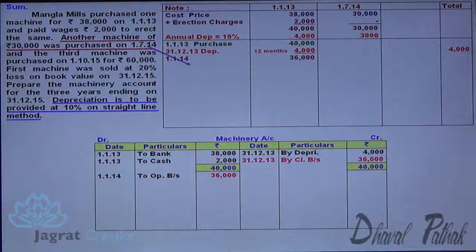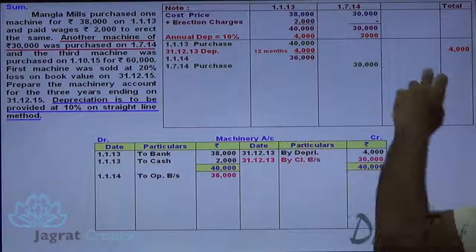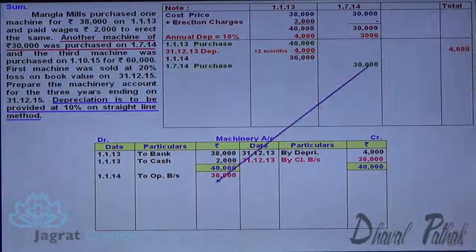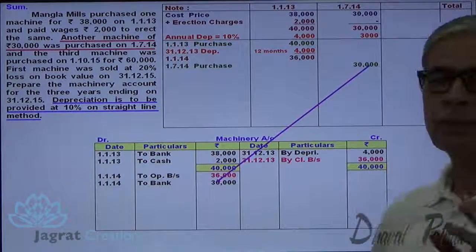Now I write the purchase in timeline. I write the purchase of machinery 30,000. After recording this purchase, I am required to debit machinery account for 30,000. So machinery account debit 30,000 to bank account credit 30,000. This is the entry for purchase of machinery.